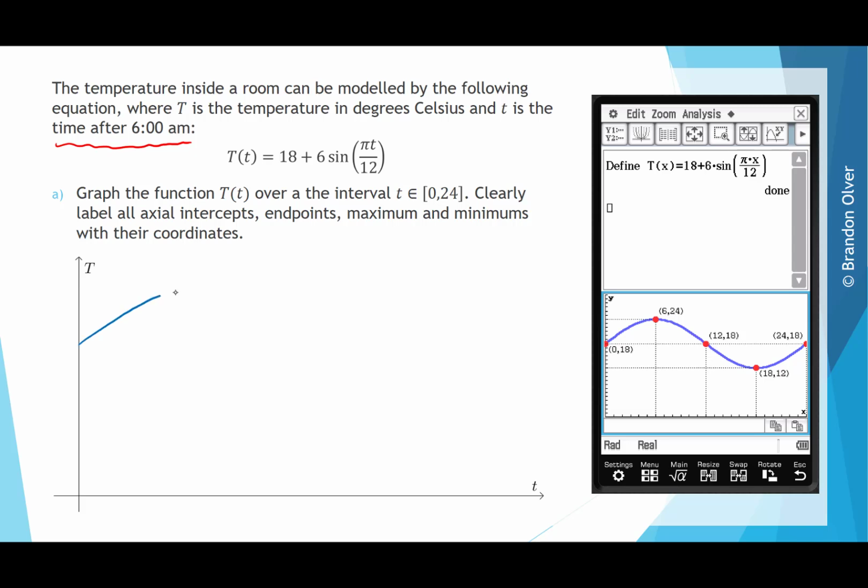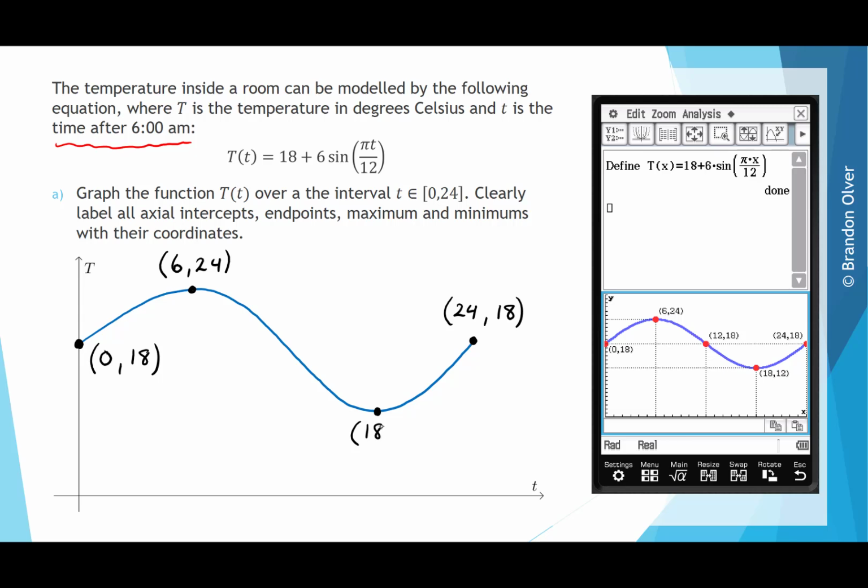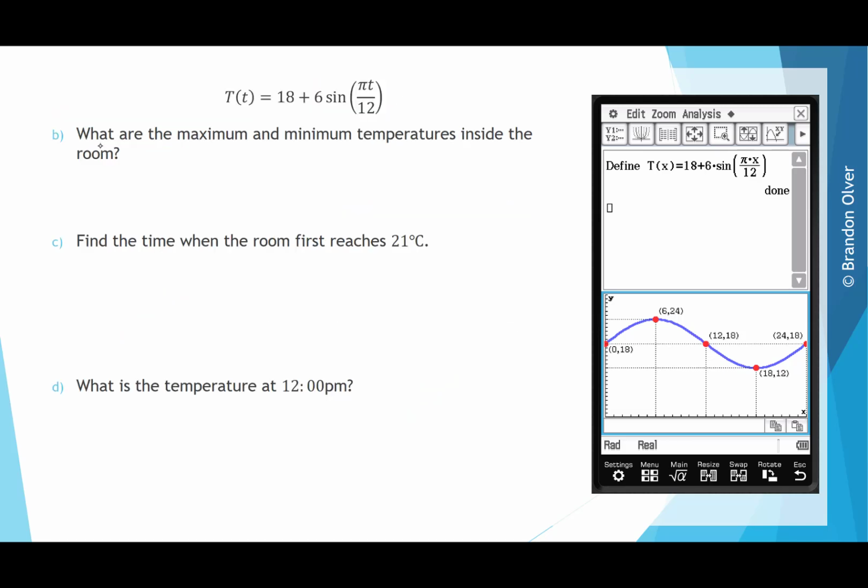So from the CAS calculator, you can see that our graph looks something like this. Using the Analysis, G-Solve menu, we found that this T-intercept and endpoint was at t is 0 and capital T is 18. We found that this endpoint was at 24 and had a temperature of 18 degrees Celsius. We found that the maximum occurred at (6, 24) and that the minimum occurred at (18, 12). We also know that this point here is (12, 18).